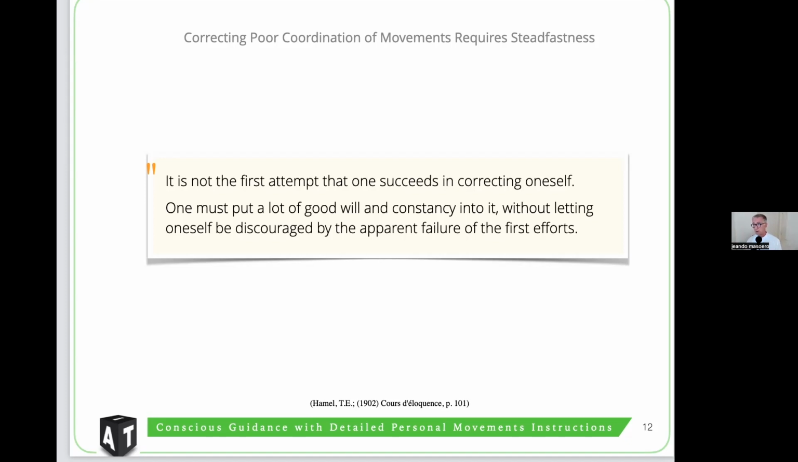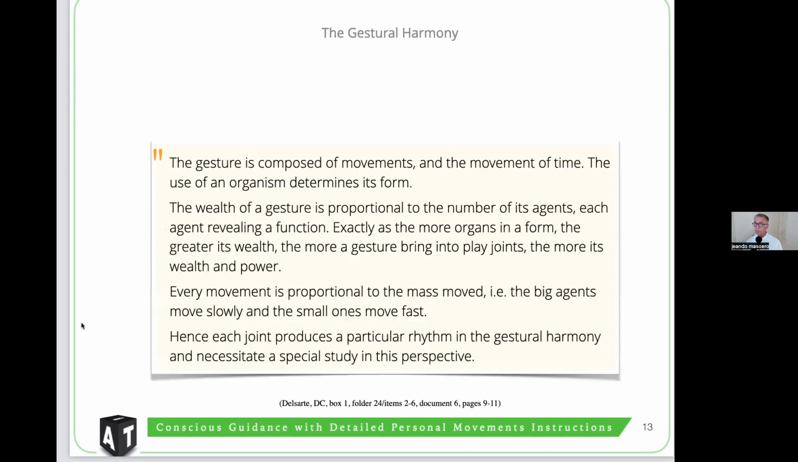So in the initial Alexander technique, there is an absolute truth that the pupil must consider from the start: it's not the first attempt that one succeeds in correcting oneself. That does not make sense. Quick fix, you're going to feel different, it's all going to be nice? That does not exist in the Delsarte system.